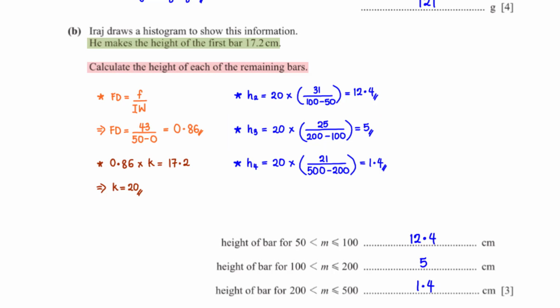Then for the interval m is greater than 200 and less than or equal to 500, its height will be 20 times the frequency density, which is 21 divided by 500 minus 200. This gives us 1.4 centimeters.